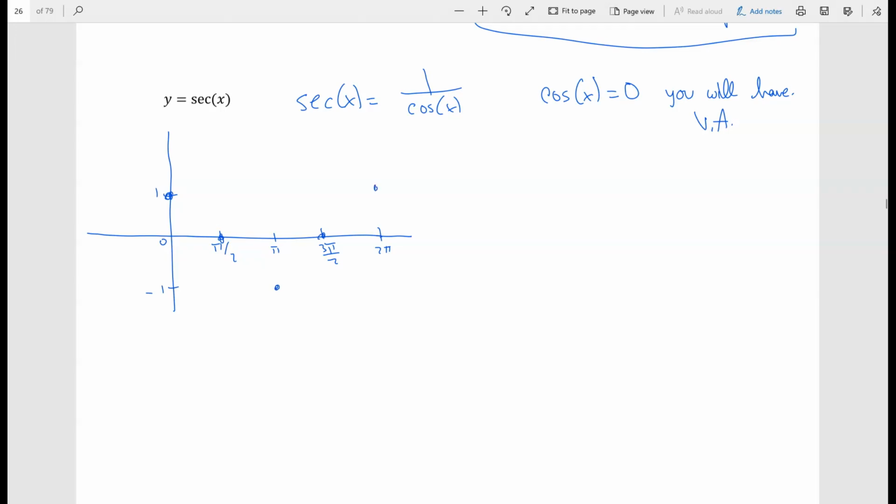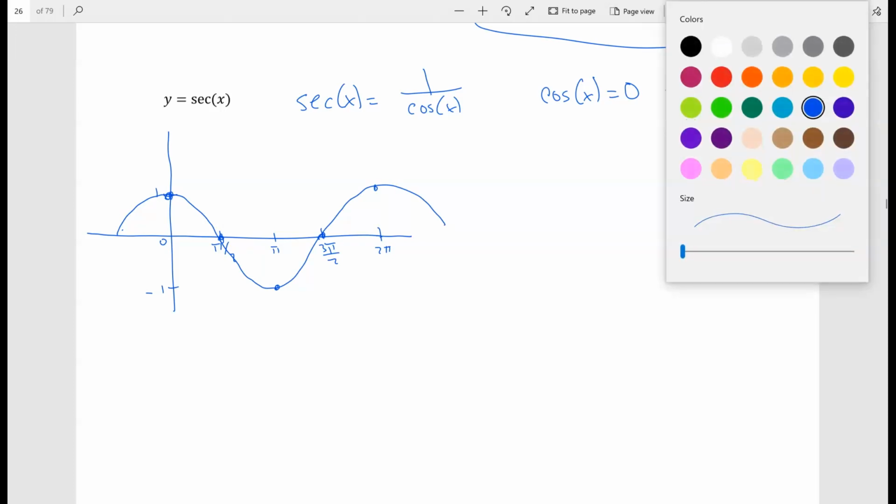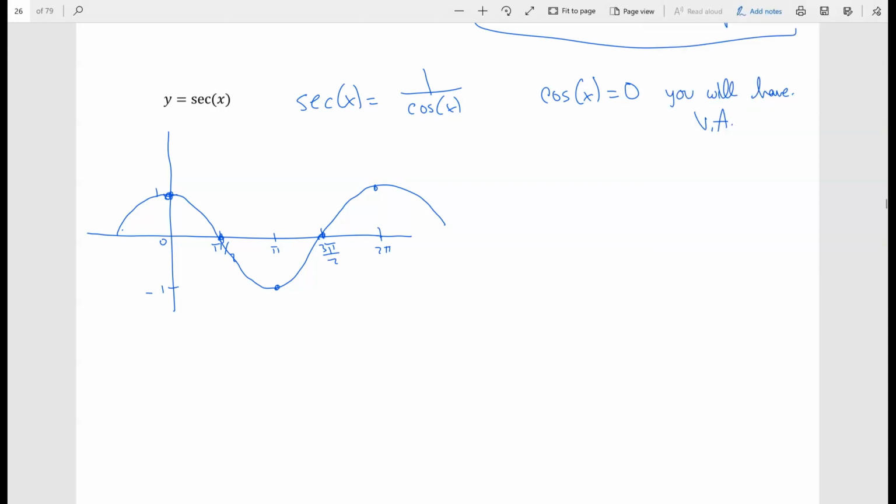So when you graph something like this, it's going to look kind of like this. Okay, if I can continue on. Now remember, we want the secant of x. So we're going to do kind of the same thing, but instead, we're going to look at the vertical asymptotes of cosine, which in this case are going to be opposites.